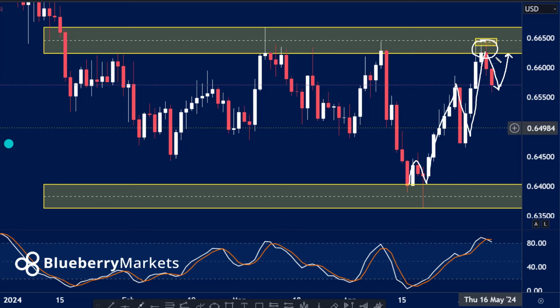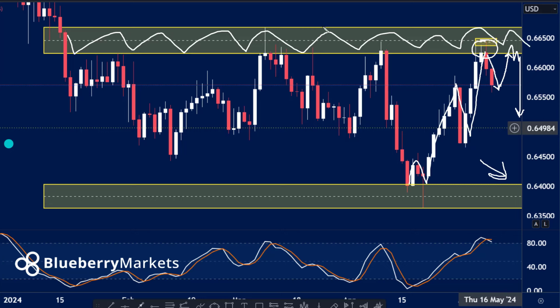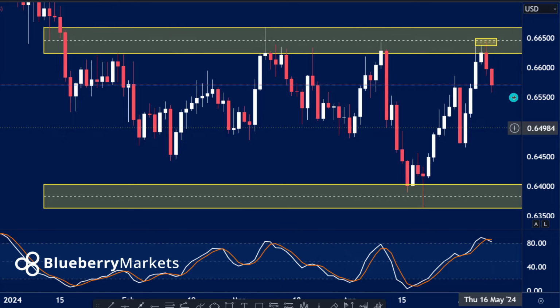Now, that may obviously lead to our seasonal play, where if we fail to make a new high and price stalls here, then we could see a potential for the market to continue to move lower back down towards those 0.64 lows. But essentially, I think if price stays below this 0.6550 handle, then the likelihood is that price is going to move more to the downside there.